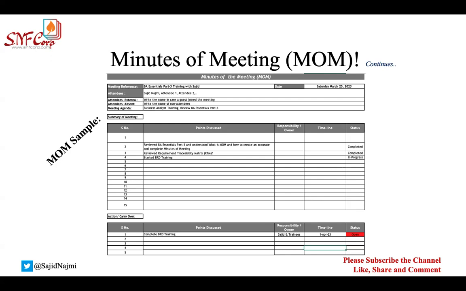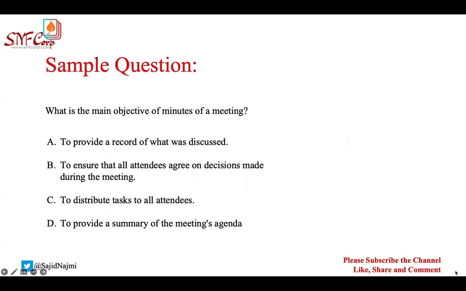No, thank you. Cool. So if you don't have questions, maybe I have questions for you. What is the main objective of minutes of a meeting? Read the options and give me one correct answer that you believe should be. It's A. Okay, let's see what is the answer. It's A. Yes, you guys are correct. The main objective of minutes of meeting is to provide a record of what was discussed. So, cool.